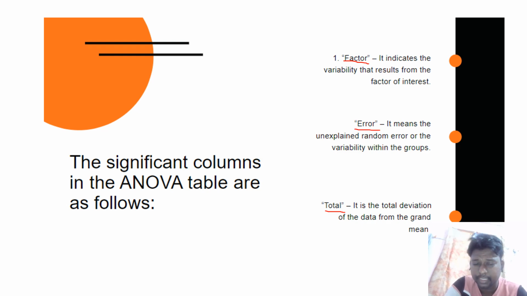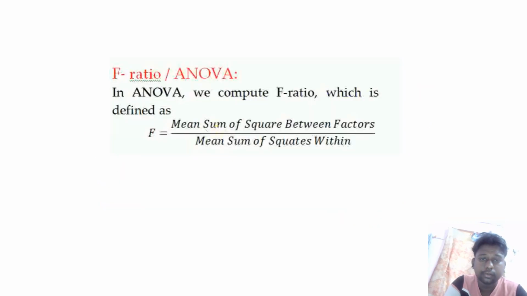Row-wise, what is classified for ANOVA tables: factors we can analyze, and errors and total. For the factor, error, and total, we can classify degrees of freedom, mean sum of squares, and F values. For the F ratio, the formula is the mean sum of squares between factors divided by the mean sum of squares within. This can be helpful for solving these problems.